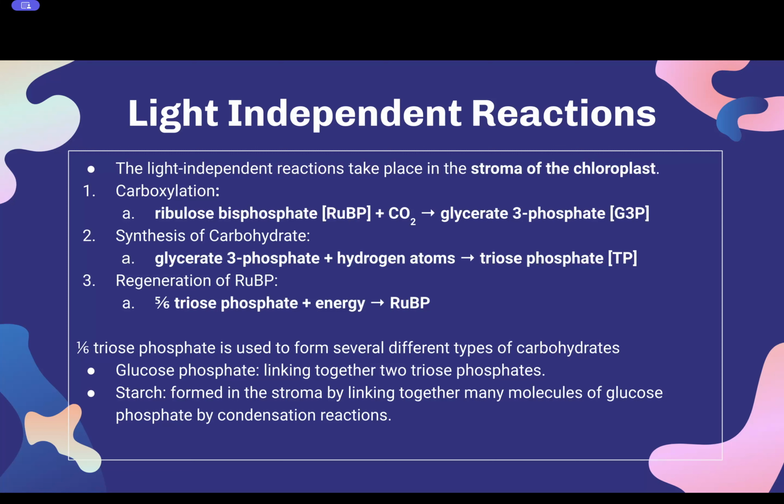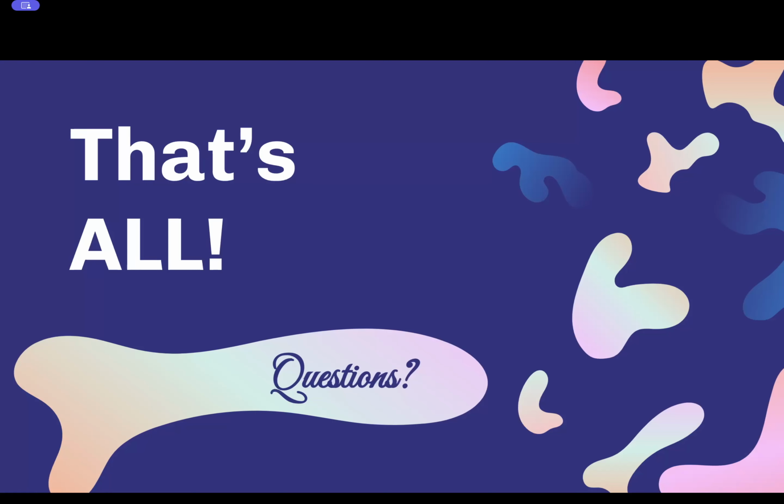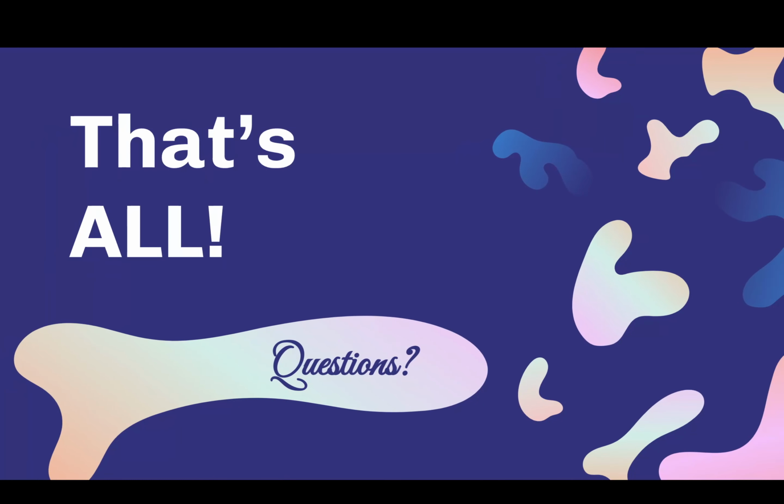So this happens in the, not matrix, in the stroma of the chloroplast after the entire process of the Calvin cycle has occurred. Calvin cycle also occurs in the stroma, and then as soon as it occurs, the glucose can start linking together to form starch by condensation. And that's all. If you guys have any questions, you can ask me.